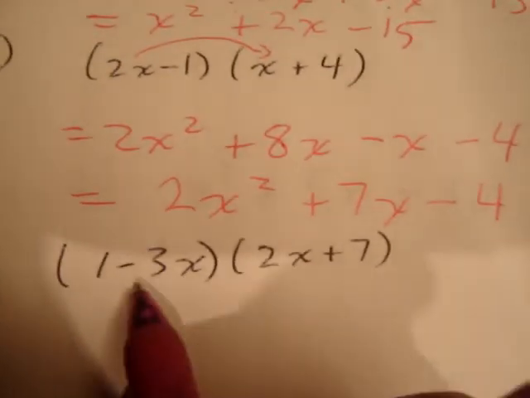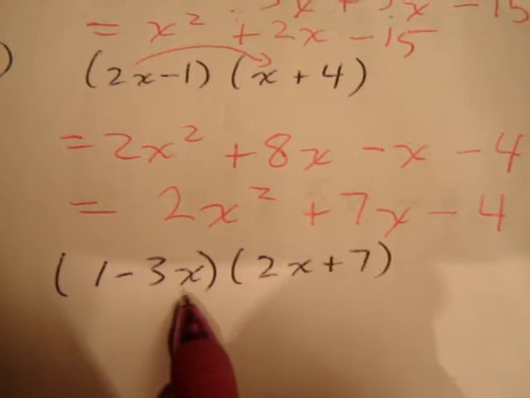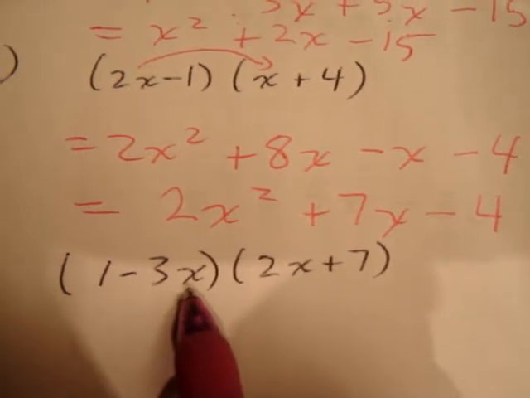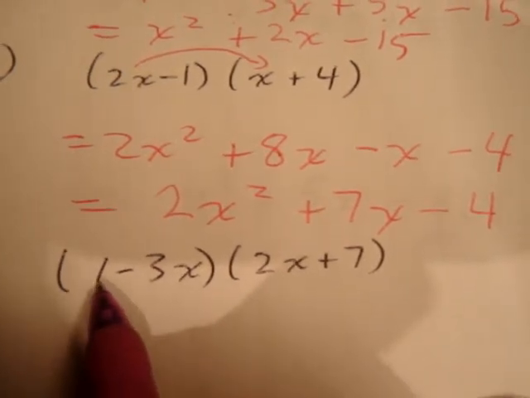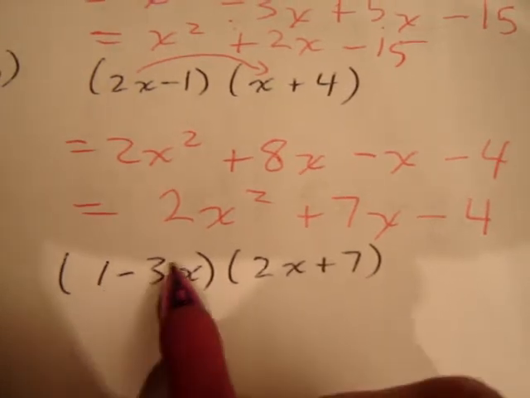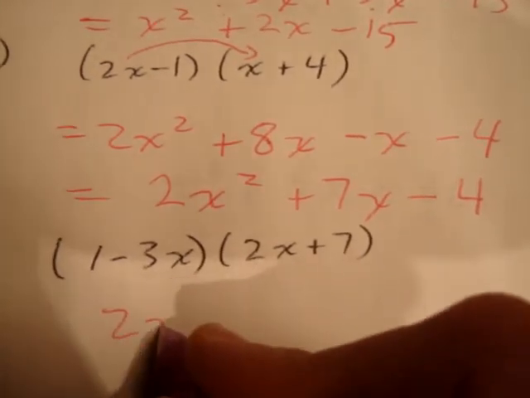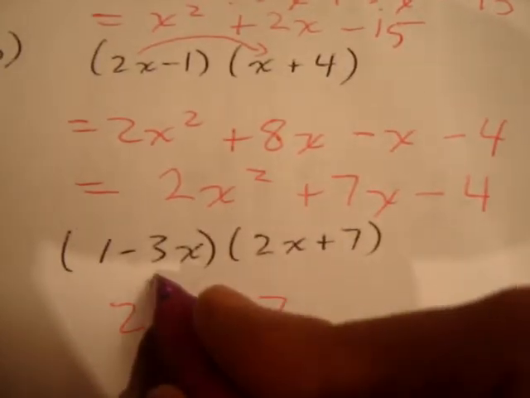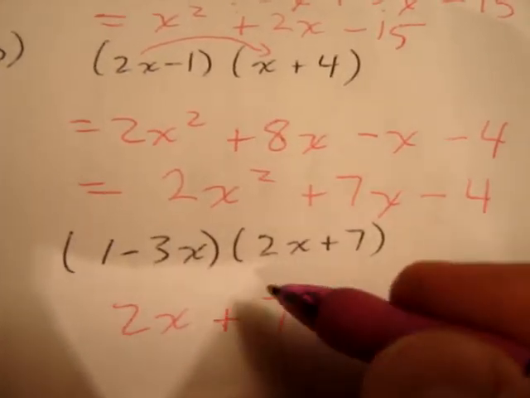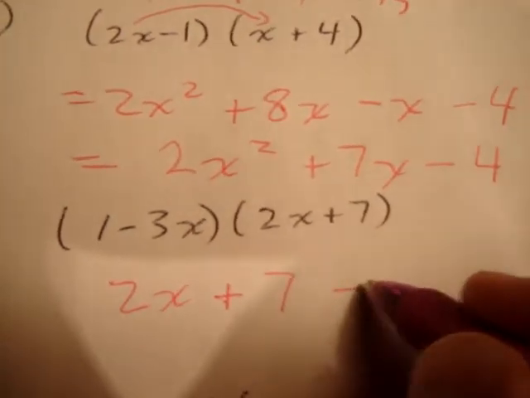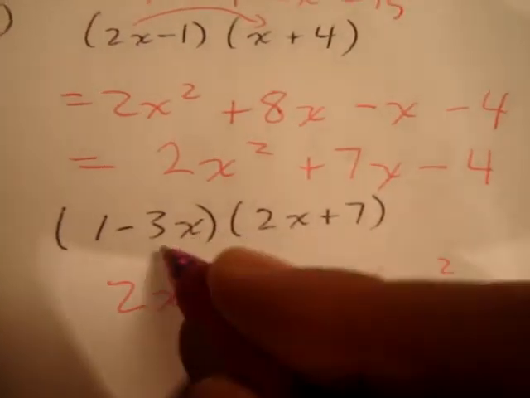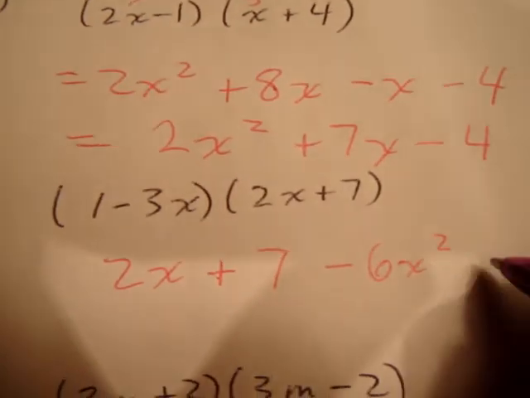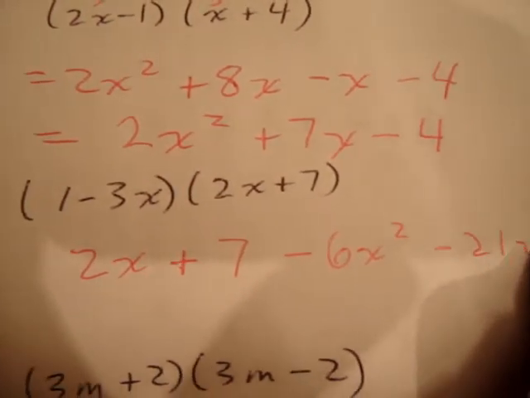To our next question here, this binomial is ordered a little bit differently because the x term is the second term and the constant term is in front. 1 times 2x is 2x. 1 times positive 7 leads to plus 7. Minus 3x and 2x, well, these multiply to be negative 6x squared. Minus 3x and positive 7, we have minus 21x.